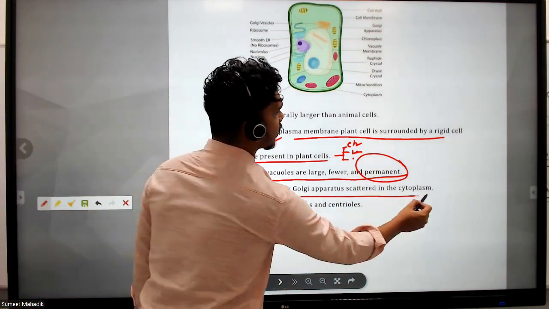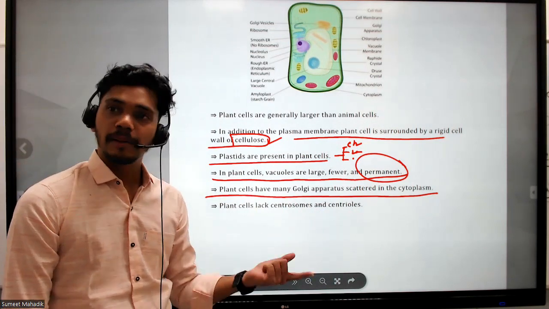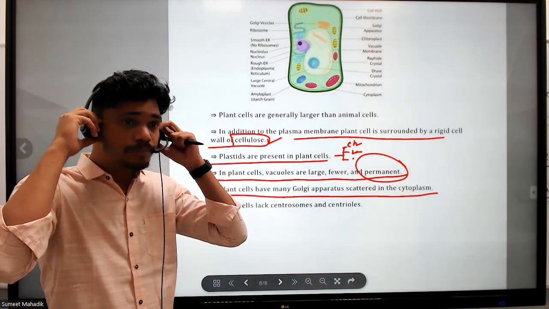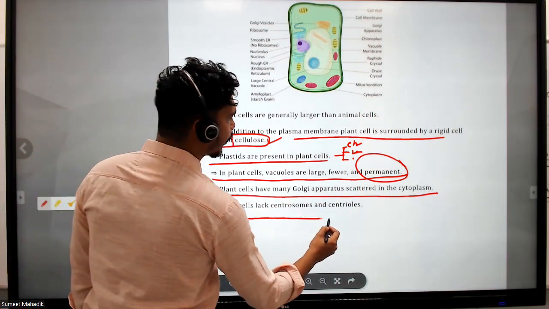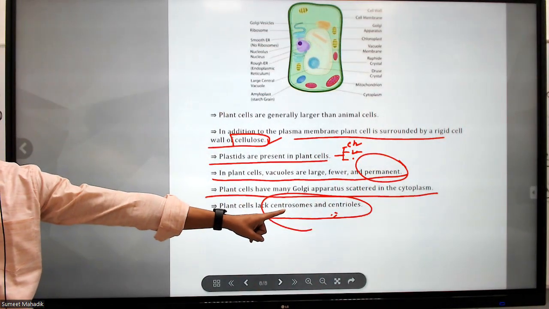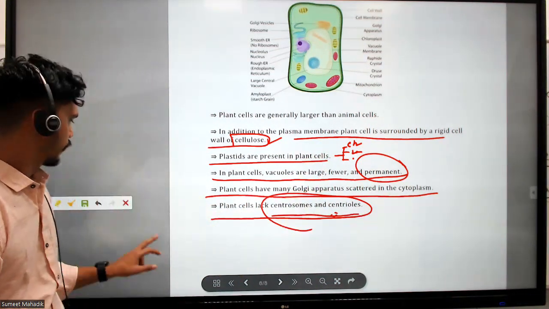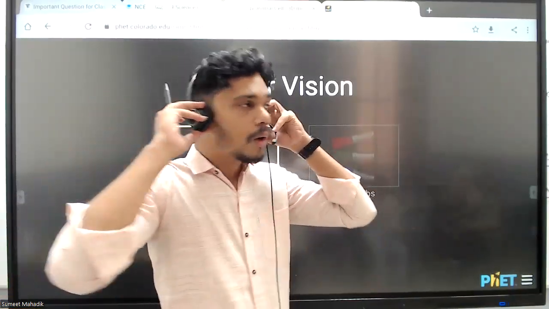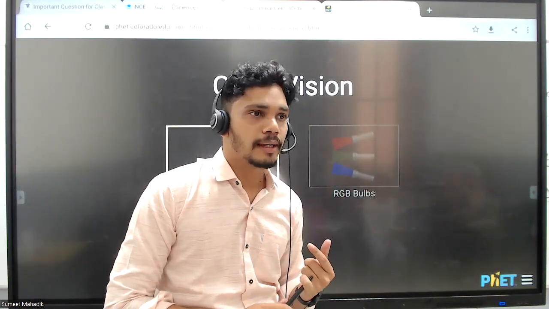Plant cells have many Golgi apparatus. Why many Golgi apparatus? Exchange. Xylem is unidirectional. Phloem is multidirectional, bidirectional. Now, plant cells lack centrosomes and centrioles because they do not perform sexual reproduction. They are going by the asexual method, right? Okay, so these centrioles are present in the animal cell. Is this clear? Okay, so we have done with the cell, the structural and fundamental unit of life.